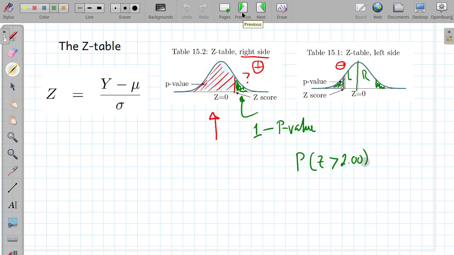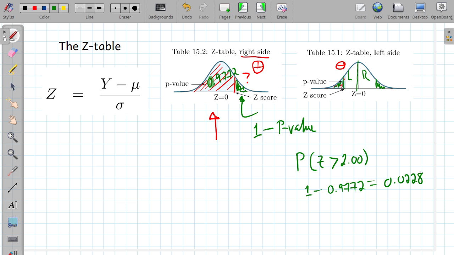I'll give you a better explanation in a minute. So that means this region here is 0.9772. But I want to know the area to the other side. So if I go 1 minus, then I would go 1 minus 0.9772, which is 0.0228. That's the table lookup way and the arithmetic way.